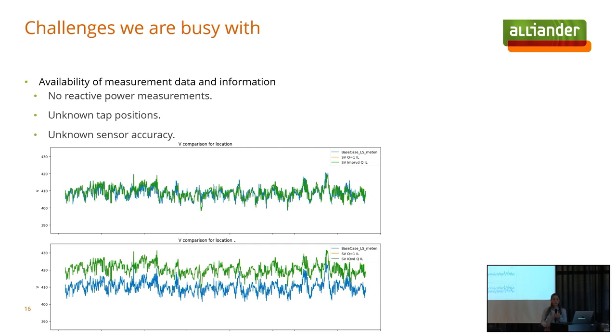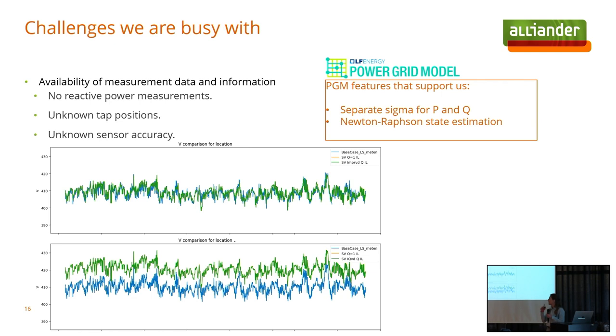For example, sometimes we don't know the top positions of the transformers, which may lead to, as you can see on the lower figure, some really fixed difference between the estimated and the measured voltage, and in some places not. In the field we have different measuring devices deployed over different times, and not always do we know the accuracy correctly, so when we do state estimation, this also influences our results.